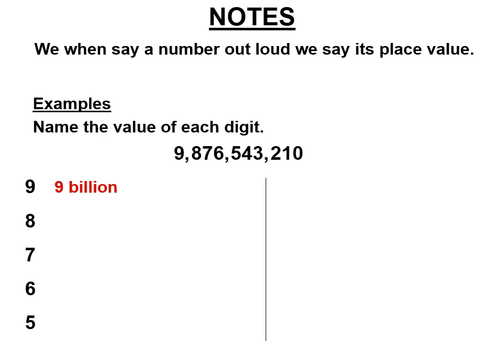When you say that number, you say the value of each digit. So the 9, the first thing out of your mouth would be 9 billion. What's the 8 worth? Well, the 8 is worth 800. I'll let you use a number for that part. 800 million. The next one is 70 million. The 7 is worth 70 million. And the 6 is worth 6 million.